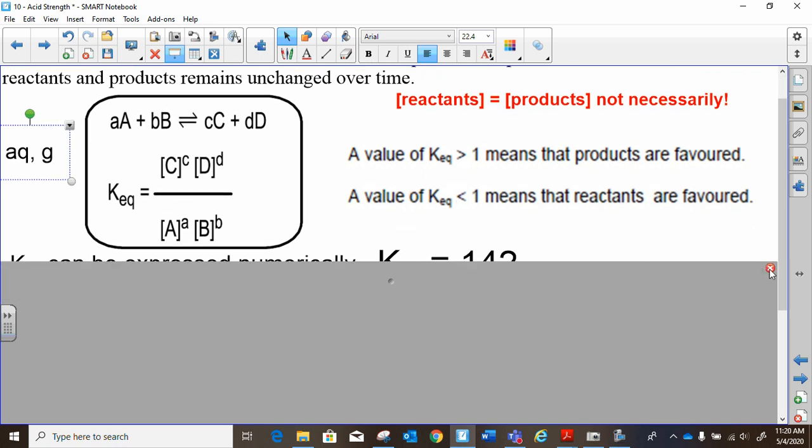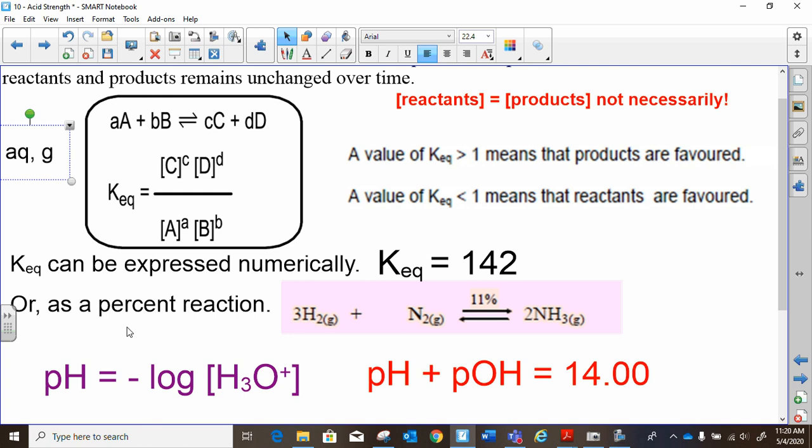Another way to represent how far a reaction has gone is by using percent reaction. And that is very, very important with today's lesson when we're talking about acids. So in this case, I have nitrogen and hydrogen gas reacting with only 11% of a reaction. So that means that very little of the hydrogen and nitrogen molecules are actually forming ammonia. Only about 11 out of 100 form ammonia.